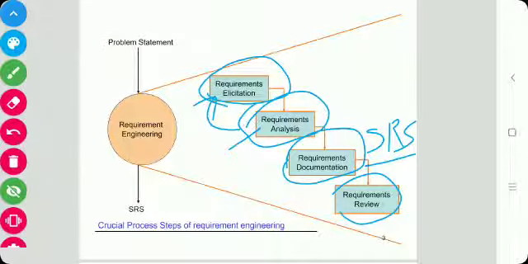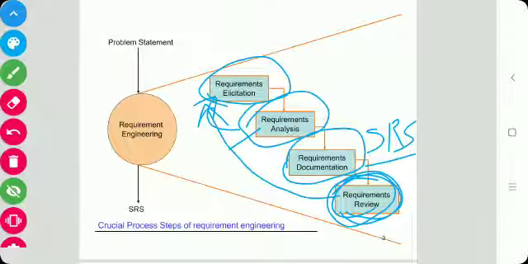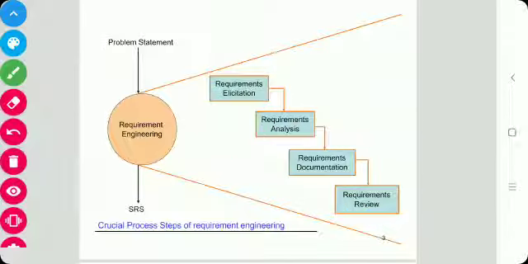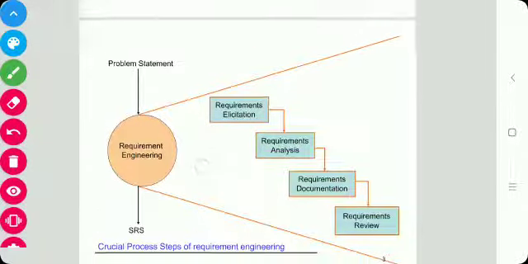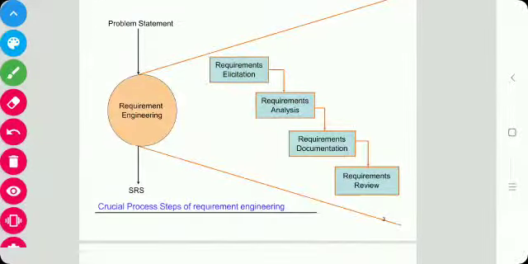And the fourth step is requirement review. The review process is carried out to improve the quality of the SRS. This requirement review is not an end activity, but is done from the requirement elicitation technique onwards. So we have to review our requirements from the requirement elicitation technique. The primary output of requirement engineering is the requirement specification, that is also called the SRS.